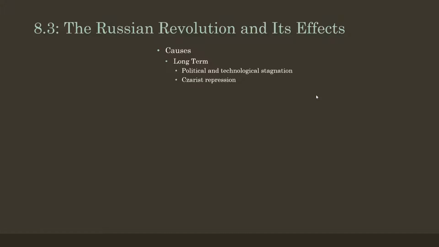Tsarist repression, similar to political stagnation, but the czars are pretty repressive in terms of political dissent and in terms of how they are dealing with political dissent, especially in the late 19th century. There's some dynastic rubber banding going on. There are some czars that are a little bit more reform-minded. There are other czars that are more repressive.